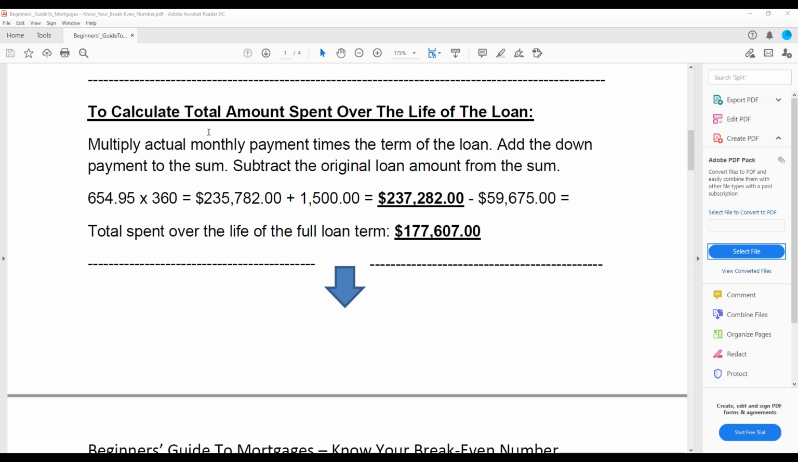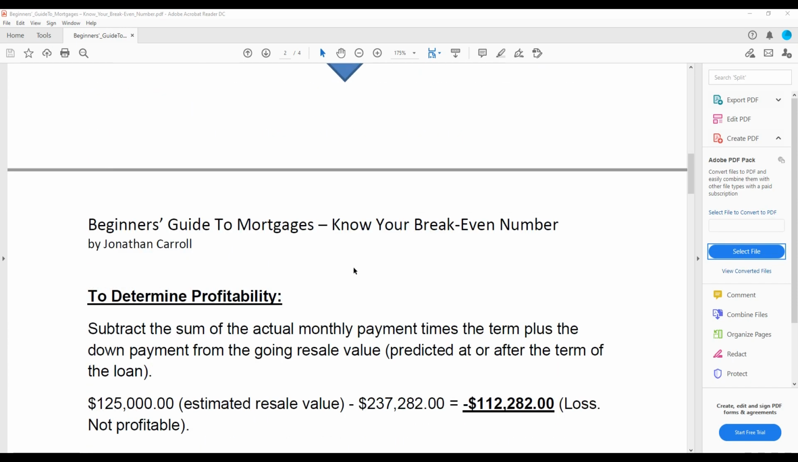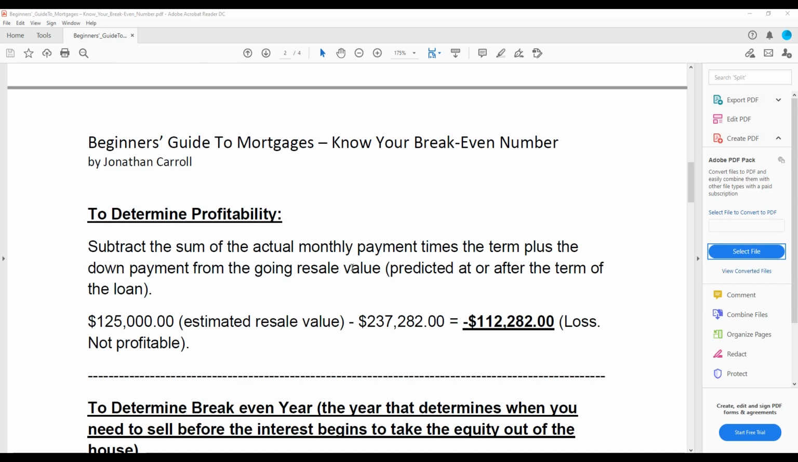So again, the total amount spent over the life of the loan, if you stayed in this property and you kept this loan for 30 years, you would have spent $237,282. And then you subtract that from your original loan balance, that brings us to $177,607. This is not inclusive of cable, gas, and electric, any maintenance that you do on a property. We're just talking about the fundamental numbers here. And this is what you need to know.